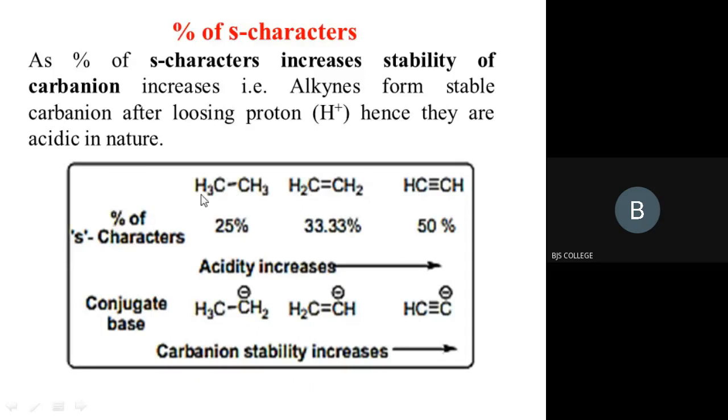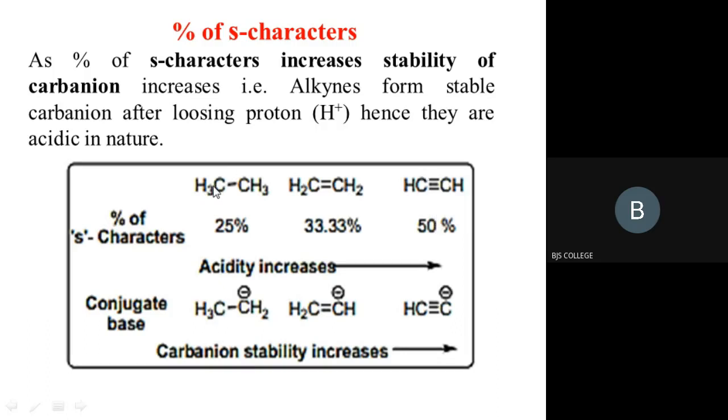The percentage of s character in ethane, that is in alkane, which undergoes sp3 hybridization, is 25, whereas in ethene, which undergoes sp2 hybridization, it is 33.33, and in alkynes 50%. So you'll find that the acidity of the molecule goes on increasing when I go from sp3 to sp2 to sp type of carbon. Acidity increases means what?